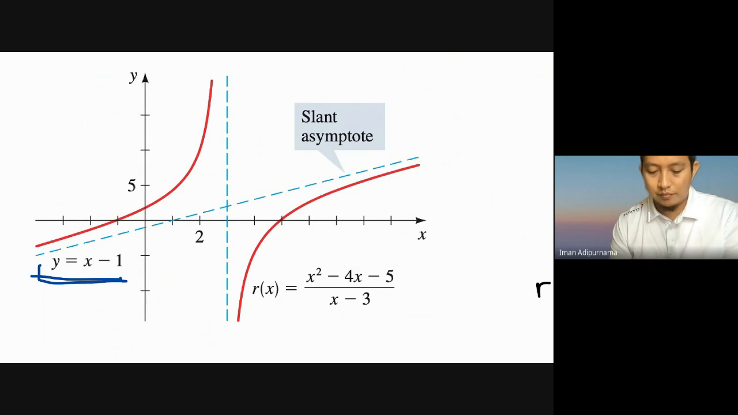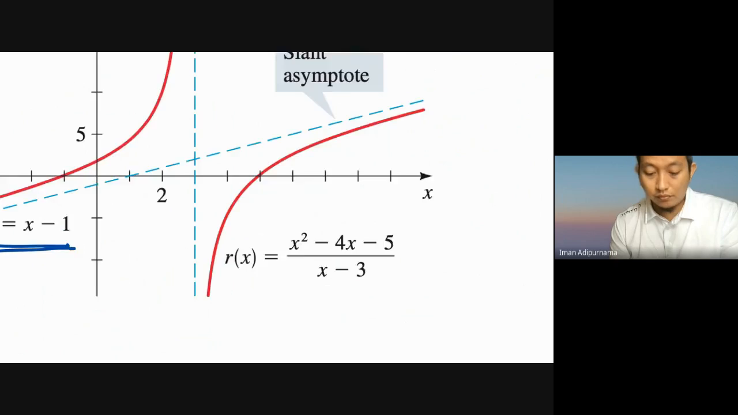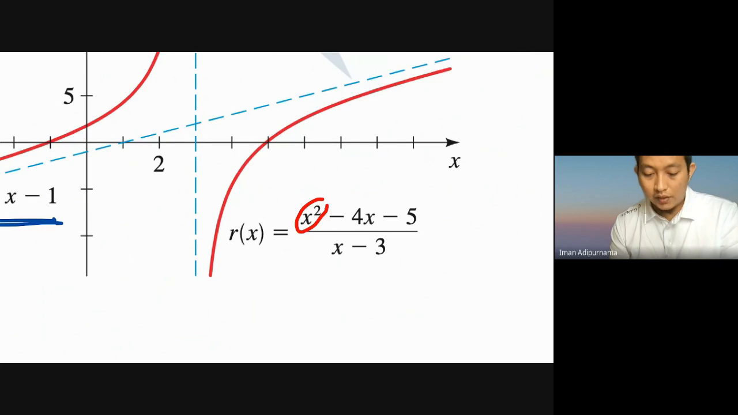Again, we have an asymptote that is not vertical, not horizontal, but it has some slope, some certain degree of slope. And remember that whenever the numerator is at least 1 degree more than the denominator, then you can have those slant asymptotes.